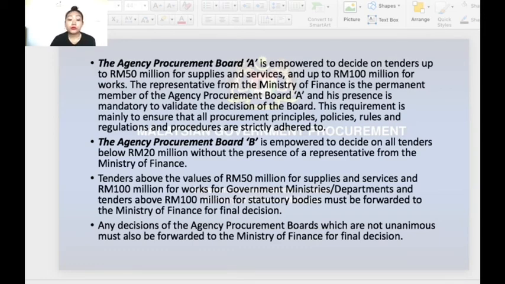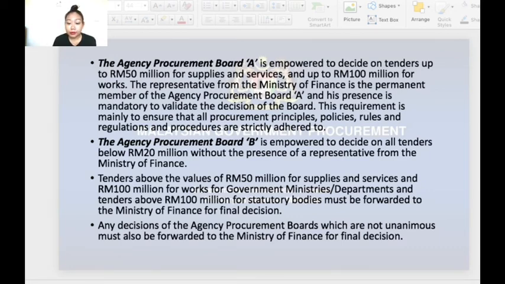Meanwhile, Procurement Board B is an authorized board or agency to decide on procurements at or below 20 million ringgit for goods, non-professional services, and works procurements. It may also make awards to professional works consultants if the works project is valued up to 20 million ringgit and/or the research and survey works is valued up to 2 million ringgit. Procurement Board B can make awards without the presence of a representative from the MOF.